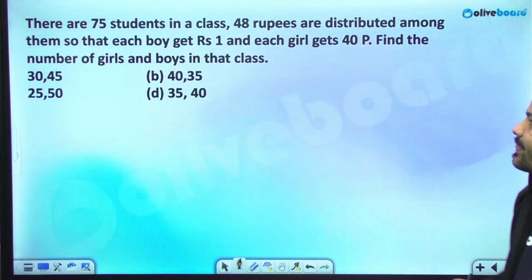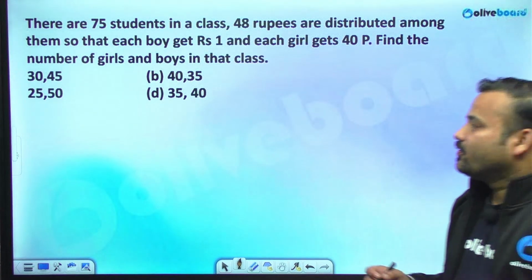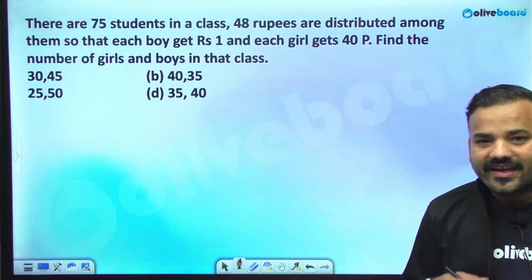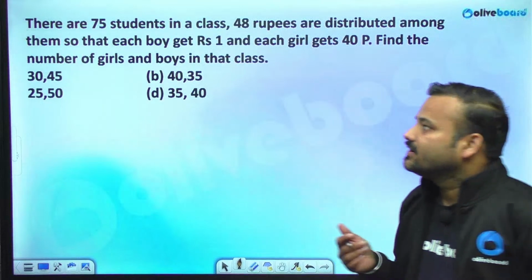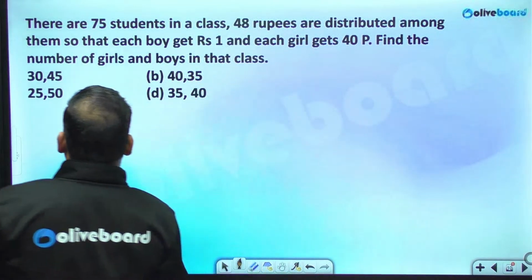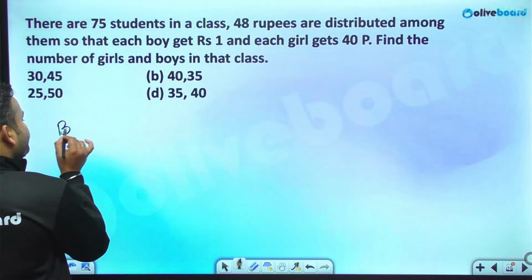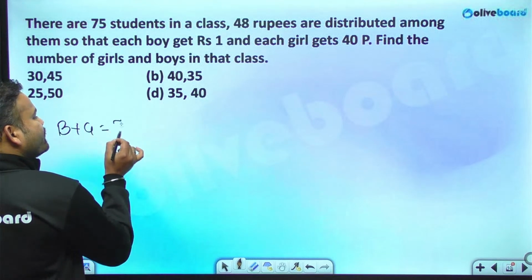Fine. So you can be doing this via alligation. You can be using X. You can be using options. Fine. So the basic approach is: how many boys and girls are there? So the number of boys and girls is 75 over here.